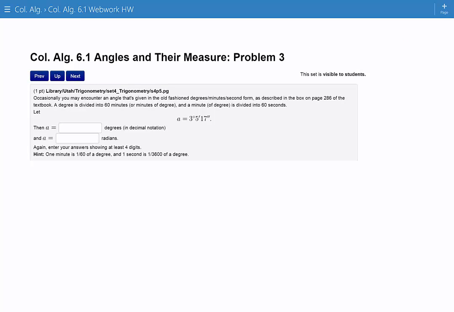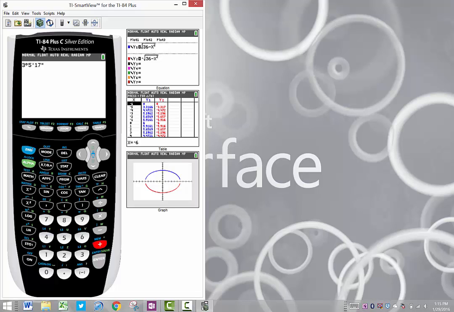Okay, the next problem, I've showed you how to take an angle that's in degrees, minutes, seconds, and convert it to degrees. To do that, you just enter that in your calculator using the second angle notations here. And then for the seconds, you want to make sure that you use this down here, the alpha plus. Once you get that, you hit enter, and you get your decimal, which they're looking for in the first part.